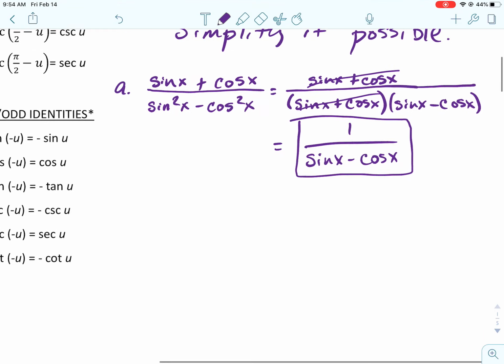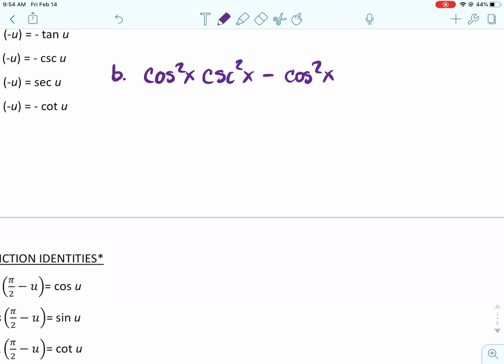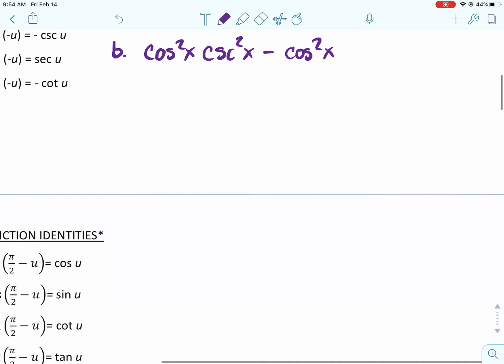All right, let's look at another one. So for B, we have cosine squared of x cosecant squared of x minus cosine squared of x. On every one of these, we are going to factor, and typically that is going to be our first step. Sometimes we may have to play around with the problem a little bit. But this one we're ready to factor. And it is the difference of squares, but there's something we're going to do first.